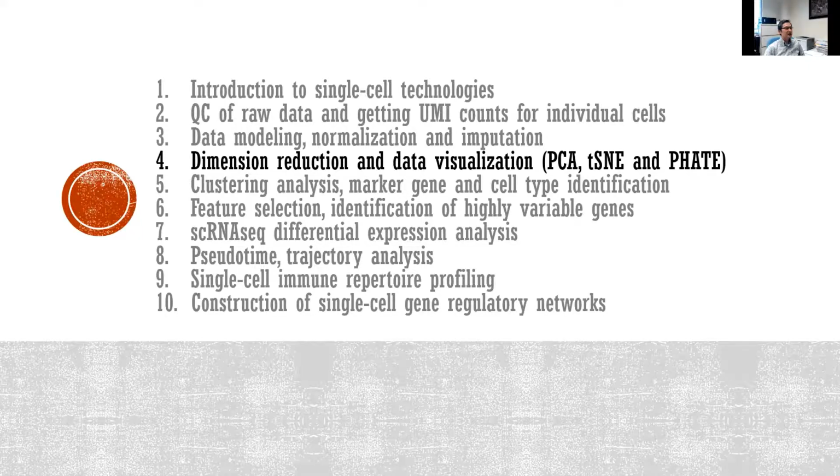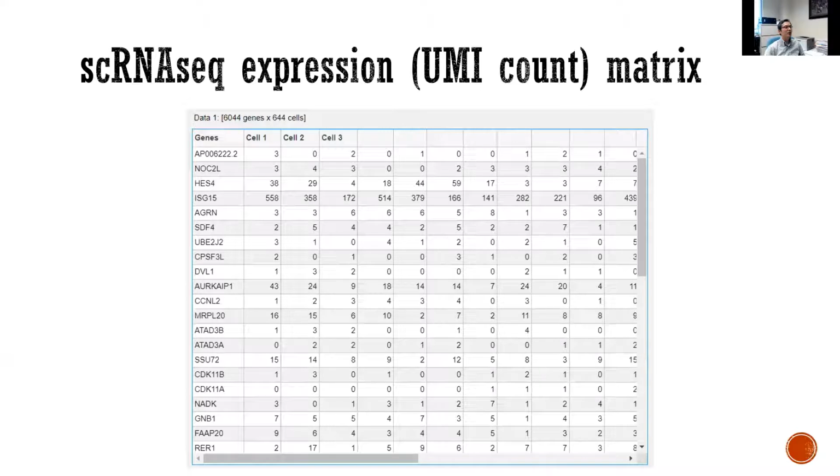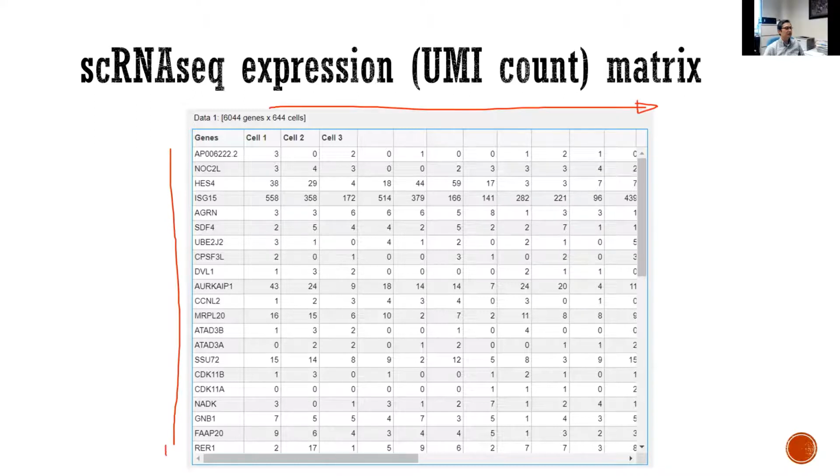So from the last couple of lectures, we know from a single-cell RNA-seq experiment, we can get the expression matrix, also called the UMI count matrix, for genes and their expression values in multiple cells. So here we have genes in the rows, and cells in the columns. Okay, so that's the starting point of our analysis.